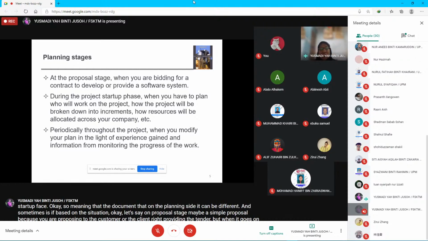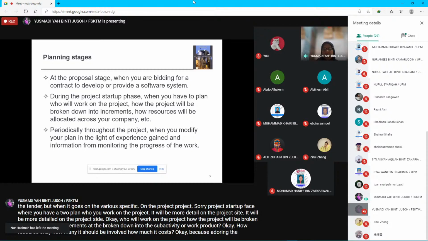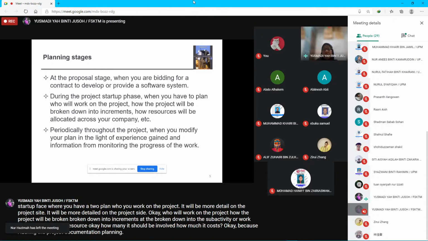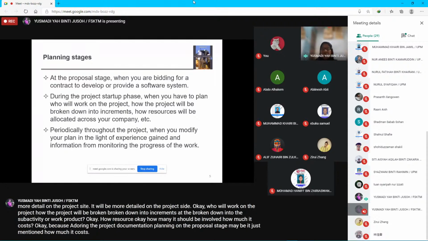It will be more detailed on the project side: who will work on the project, how the project will be broken down into increments or sub-activities or work products, how many resources should be involved, and how much it costs. During the project documentation planning, at the proposal stage, maybe you just mention how much it costs. Let's say 100,000, that's it.